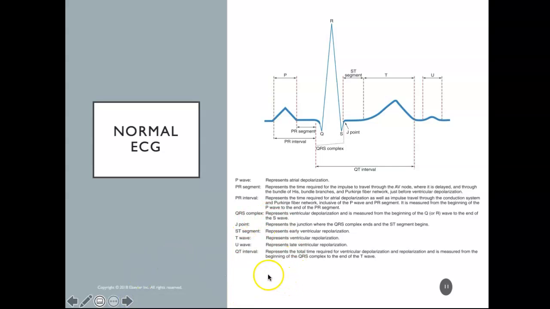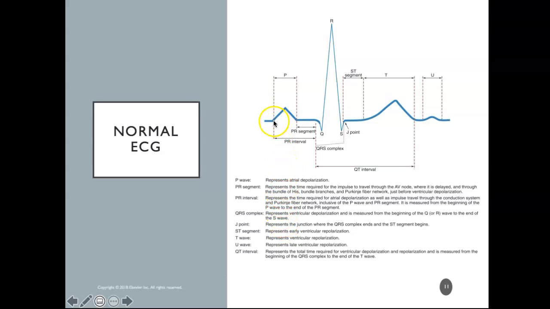So this is what a normal EKG looks like. When we talk about measuring, this is what you're going to be measuring. First of all, we're going to look at the P wave, and ideally it's upright, and it always precedes a QRS complex, ideally. It should be nice and upright, and there's our P wave.